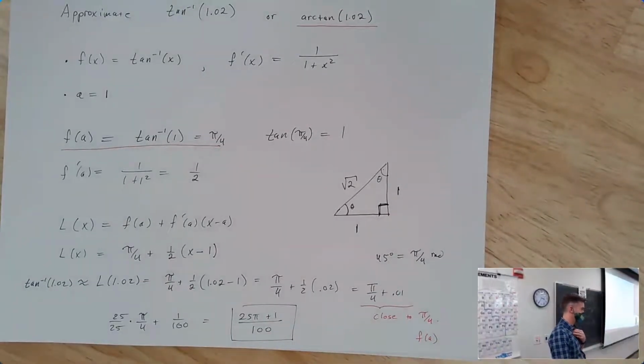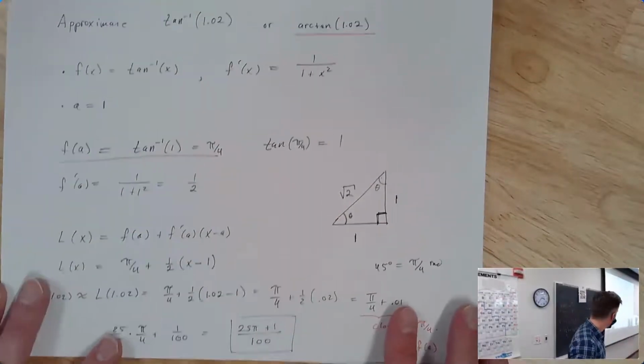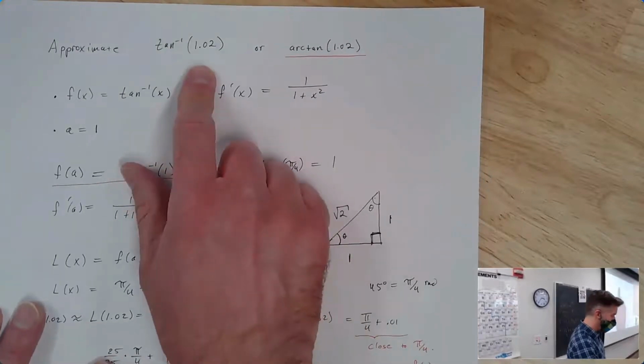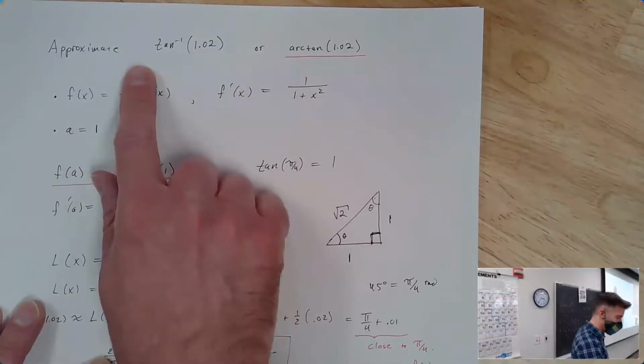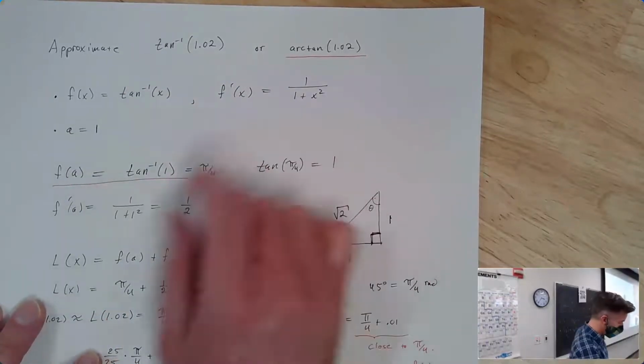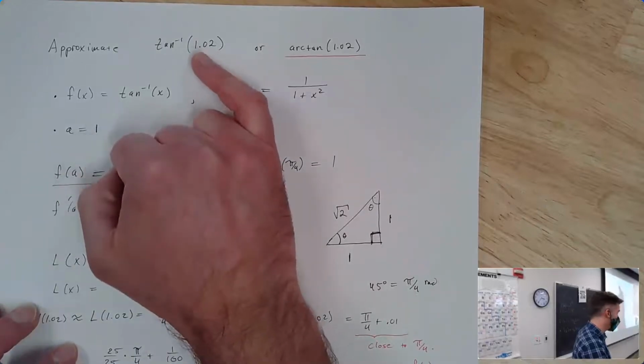Or what do you guys think? Questions? Concerns? How do you know how to do it the right way? There's a few steps, but it's always the same steps, right? I'm always taking the thing I want to estimate or approximate, replacing the number with x, that's my function, taking the derivative because I know I'm going to need it, and then the a value is just the number that's closest to that, that's easy to deal with.